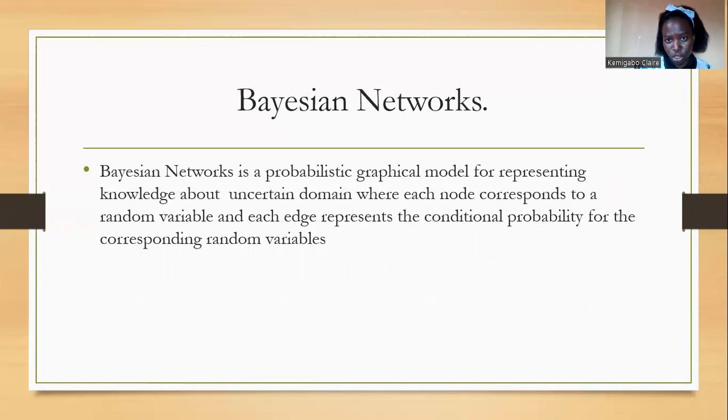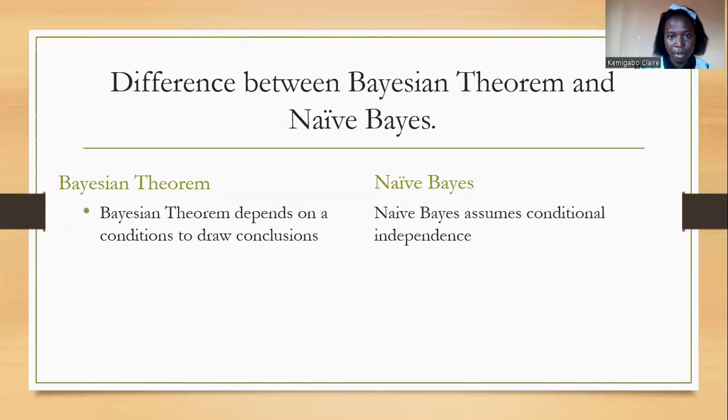So we go to Bayesian networks. Bayesian networks are related to the Bayesian rule, except that they use graphs to represent knowledge about an uncertain domain, where each node represents a random variable and each edge represents the conditional probability for the corresponding random variables. Yeah, that's it in brief.